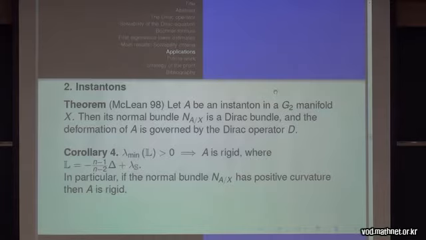This condition is not clear because it's a first eigenvalue, so you can look at a special case. If the normal bundle has positive curvature, then the first eigenvalue must be positive. So in this case, A is rigid.